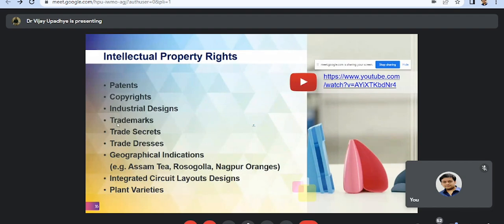Now there are the 9 different types of IPR. First, the most remarkable and predominant form of IPR is a patent. Because the patent journey is taking 3 to 4 years. Nowadays, fast track has happened, so early publication is also possible, but at least you reduce the time to 1 year. So 2.5 years minimum is required.